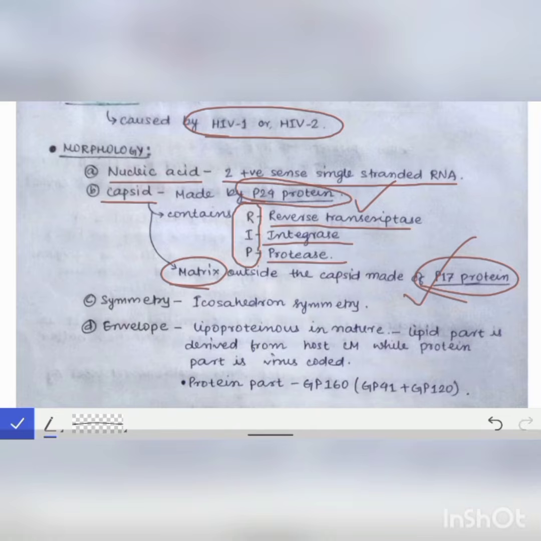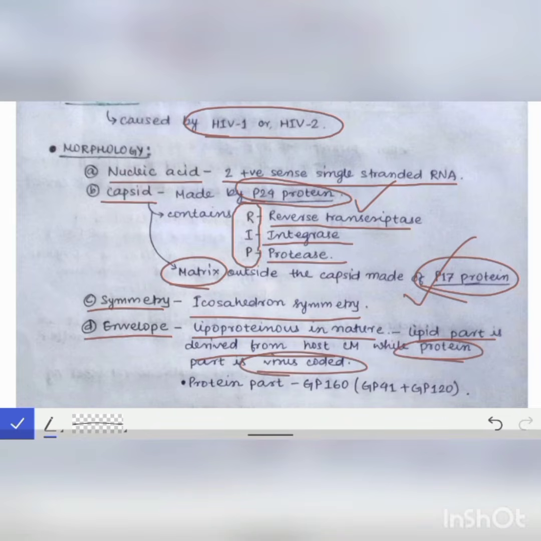Now coming to the symmetry part of the virus. The symmetry of the virus is icosahedral symmetry. Next, the envelope of the virus. It is lipoproteinous in nature. The lipid part is derived from the host cell, as is the case in all other enveloped viruses. So here also the lipid part is derived from the host cell membrane, while the protein part is virus coded.